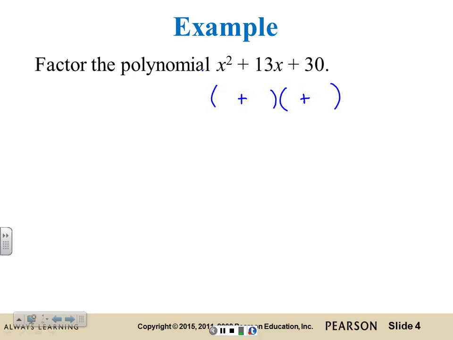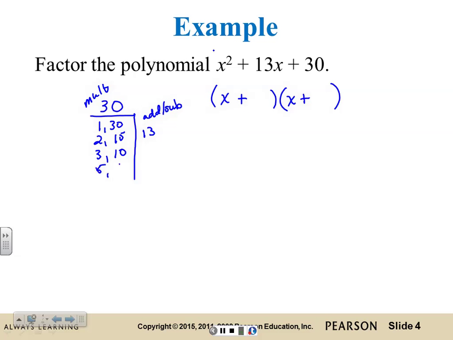Then what I'm going to do is take the square root of x squared and put that in the first spots. And then I always make a little table. It's what I can multiply together to get 30, but add together to get 13. So this is multiply, and this is add or subtract, depending on your signs. So I list all the factors of 30. So I have 1 and 30, 2 and 15, 3 and 10, and 5 and 6.